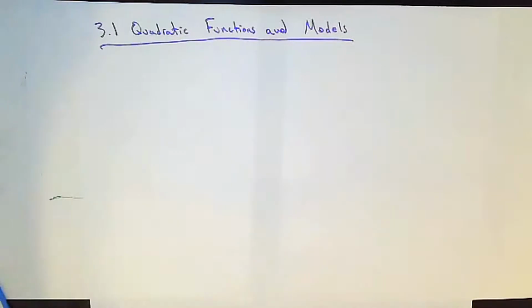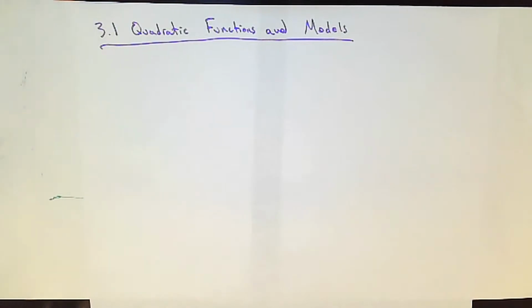So we're moving into chapter 3, which is called Polynomial and Rational Functions. We're not going to be dealing with rational functions so much at all. We're going to be dealing with polynomial functions. And pretty much the point of this chapter, for our purposes, is going to be to learn how to graph polynomial functions.